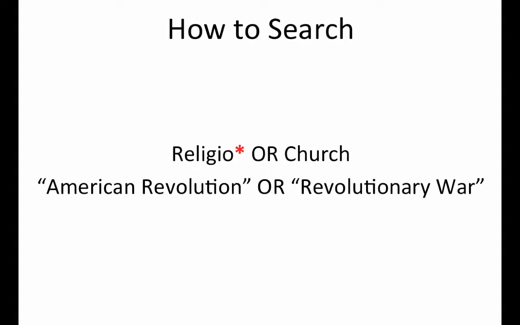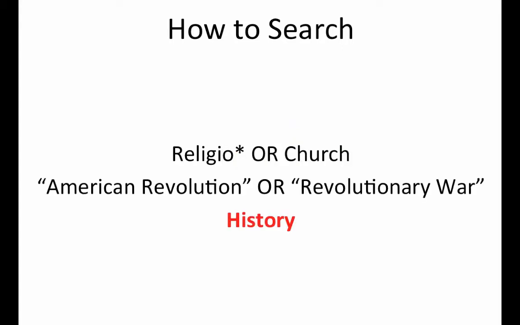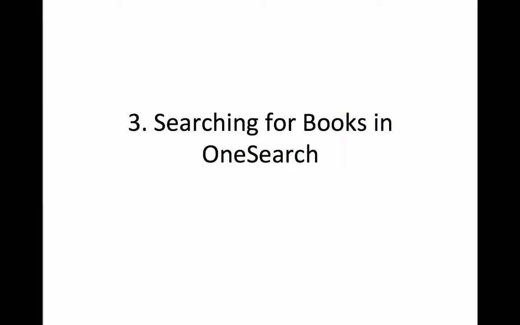Remember too that you can cut words off with the asterisk to find different word endings. Searching for religion will only find the word religion, whereas if we cut off that N and put an asterisk there, we can find religion, religions plural, or religious. It's also a good idea when you're searching for books to put the search word history into your search, and that's because the book database covers all subject areas possible, not just history.